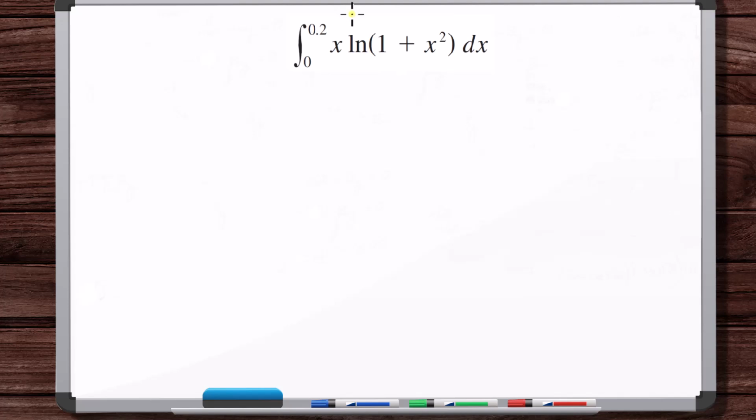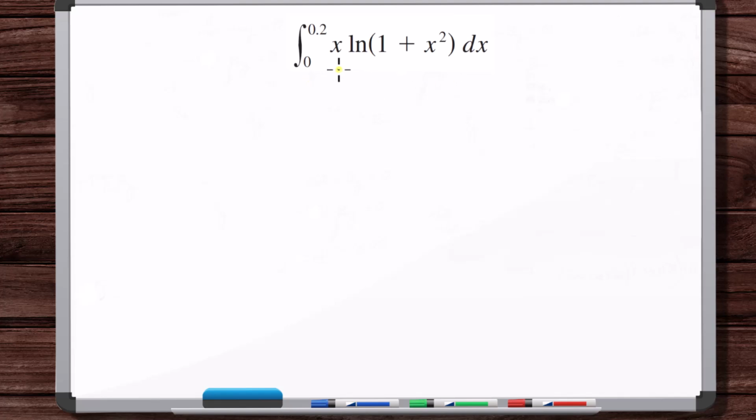Okay, let's use a power series to approximate this definite integral. So how in the world are we going to do this? Well, what we can first do is ignore the limits of integration and get a power series representation for this integral. Let's start there.